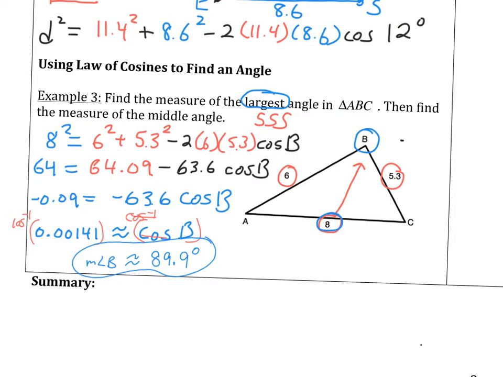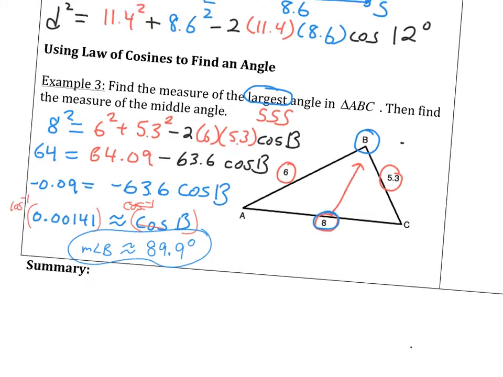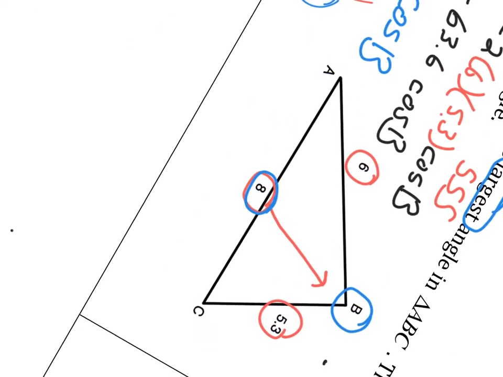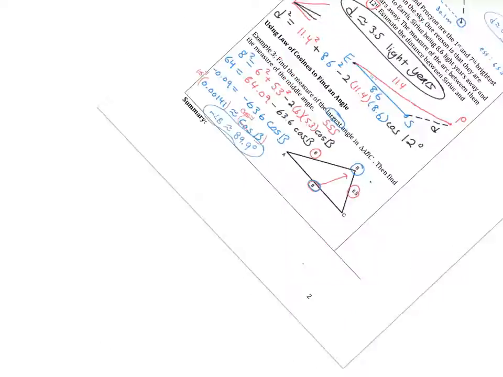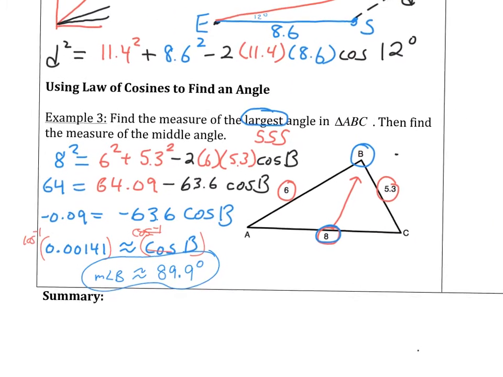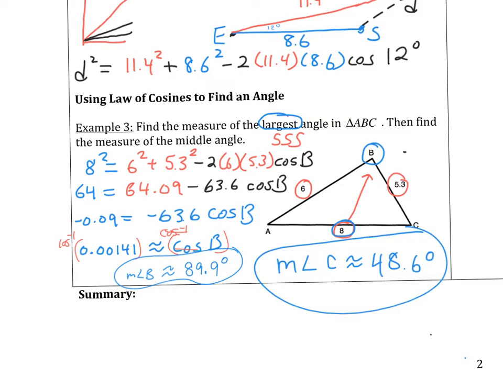And our diagram, which may or may not be drawn to scale, if we were to look at that, hey, that actually looks pretty much like a right angle. So that is going to be close. And now when you solve for the measure of angle C, which is the middle angle, you'll end up with 48.6 degrees.